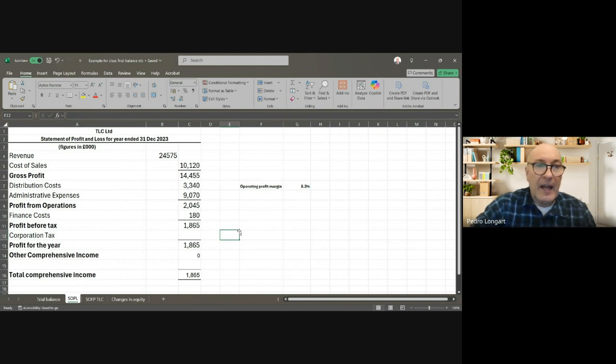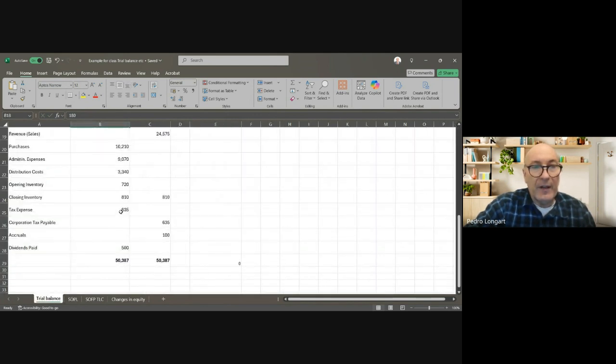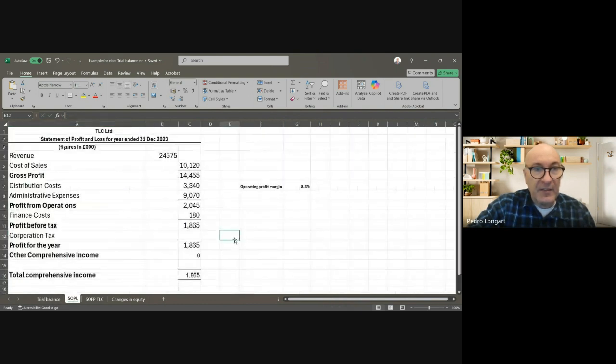And we will have our profit before tax, and then we will have our corporation tax, which is the tax that we have paid. Remember that there is one thing called tax expense and the corporation tax payable. These are two different things. One is something that we need to pay, and this is something that we paid already. This is a bit of a banana scheme because it is the same figure, but it's going to appear in two different statements. What I am interested in now is the tax expense, which is 635, and that gives me the profit for the year, which is 1,230.